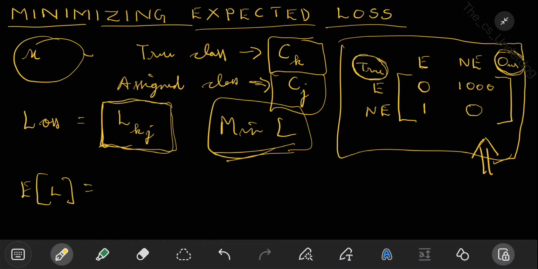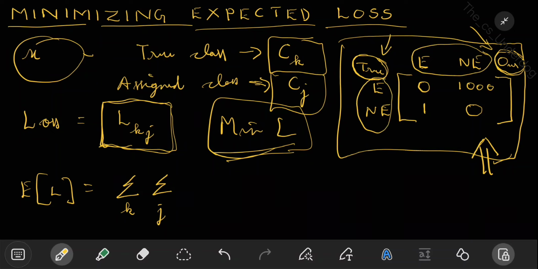So if I add up all the terms, summation over all k, what is k? K is the true class, this one. And summation over all j, what is j? J is the class we are assigning, this one. Okay. So whatever are here, these are j, whatever are here, these are k. So summation over all k, summation over all j. What are you going to sum?